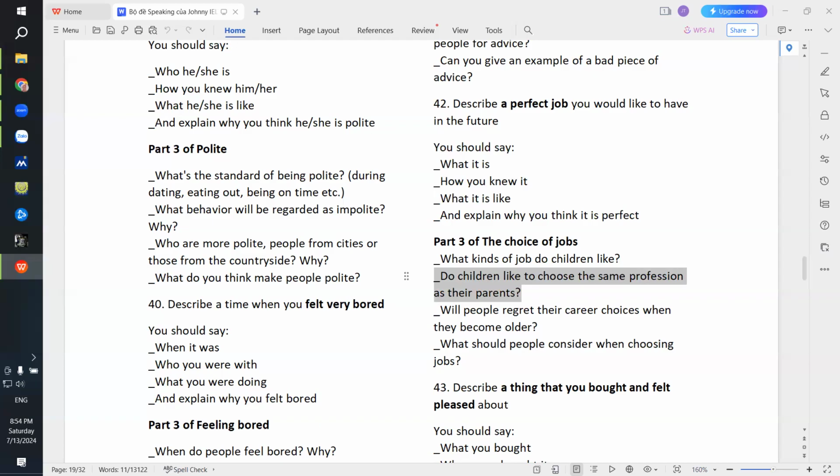Like for example, a lot of people, I think this is a main problem, they just follow the crowd, you know. Cứ theo đám đông thôi.